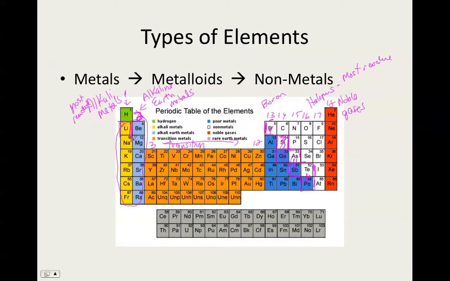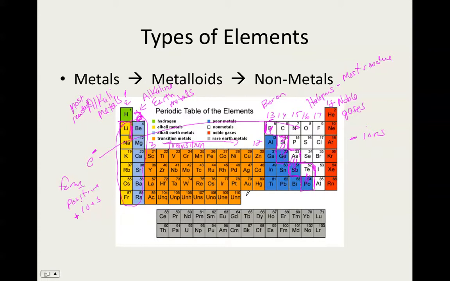Now, these metals tend to give up electrons. So electrons go from metals to nonmetals. And therefore, the metals form positive ions, and nonmetals form negative ions.